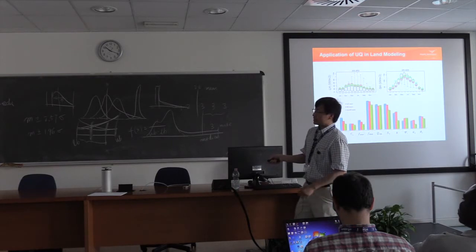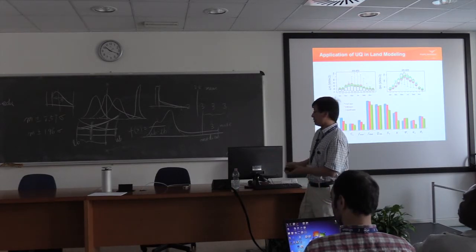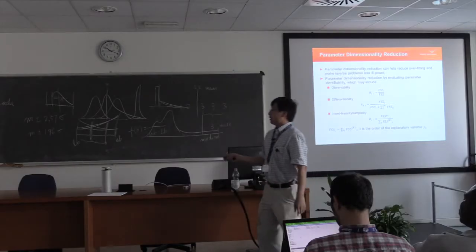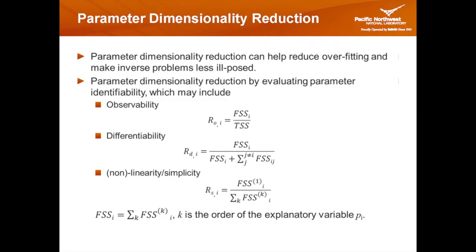We can look at the sensitivity of the parameters and identify which parameters are more identifiable by looking at the observability. I don't want to get into details anymore because we have only 10 minutes left. So it's based on, for each parameter, we know how much of the variability in the outputs can be explained by that parameter.